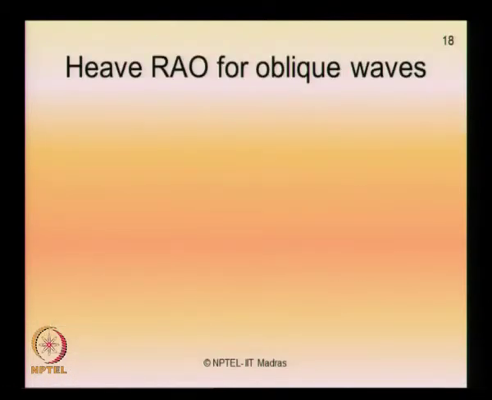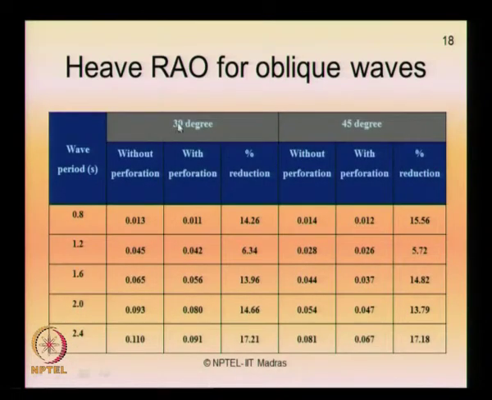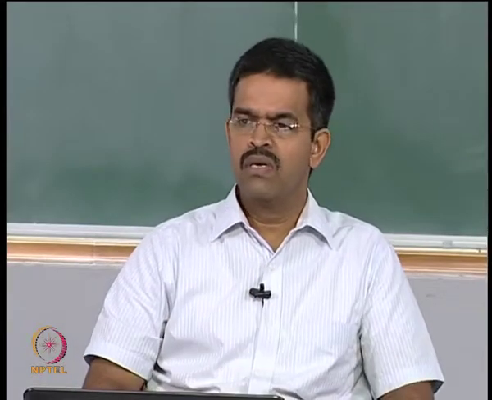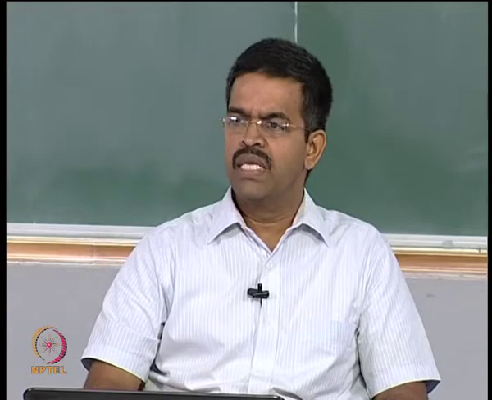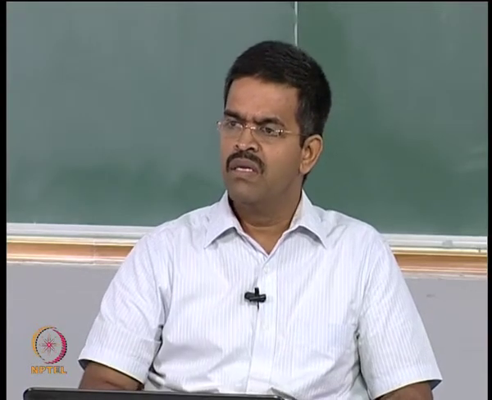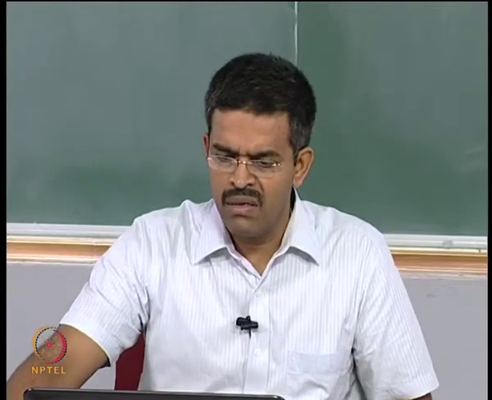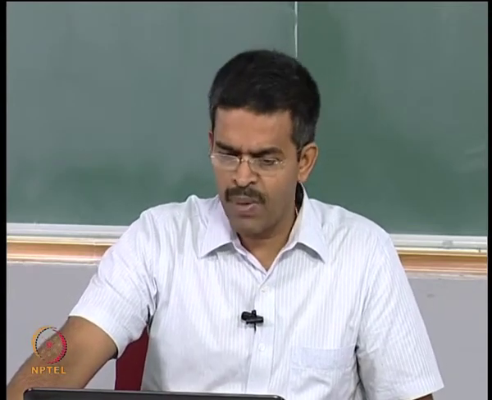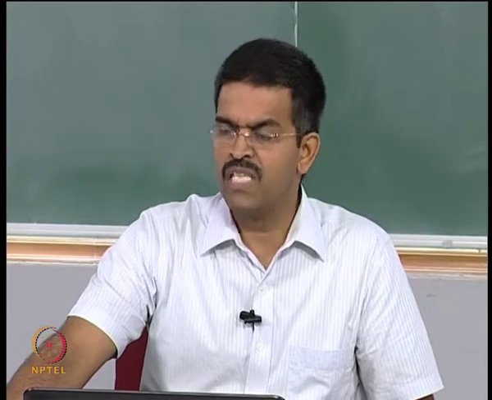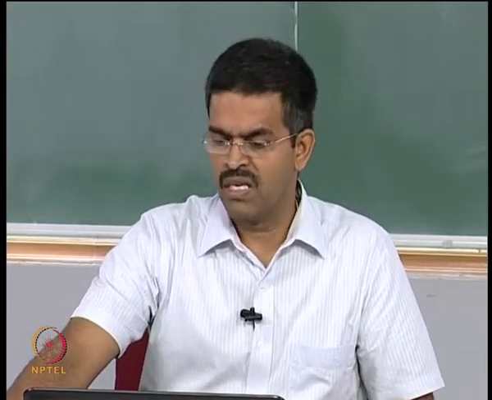If you look at the heave responses in oblique waves for 30 degree and 45 degree, the percentage reduction in the variation varies from about 6% to as high as 17% for 30 degree as well as 45 degree. It means the angle of attack or angle of approach of the waves on the member encompassed by perforated cover does not cause significant variation, because whatever may be the angle of attack, the percentage reduction remains almost the same, varying from 6% to around 17% in this case as well.